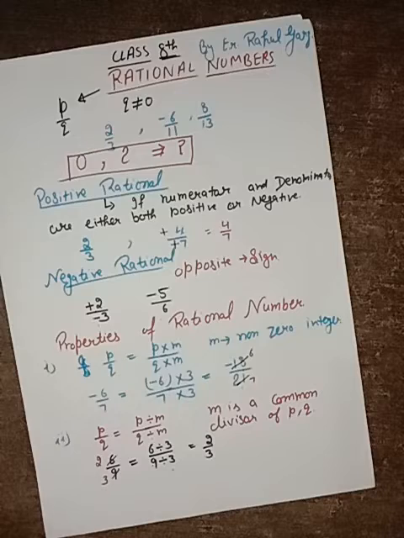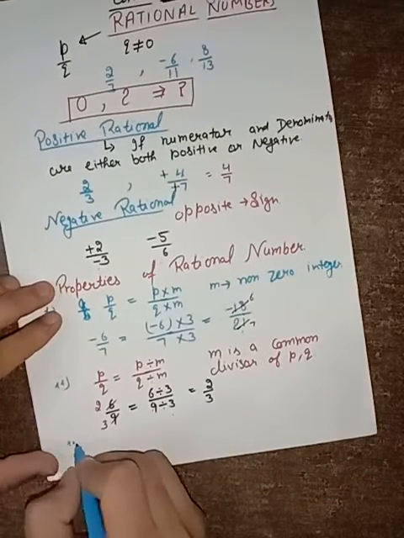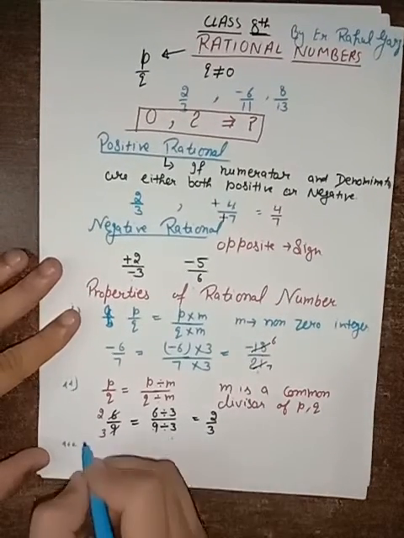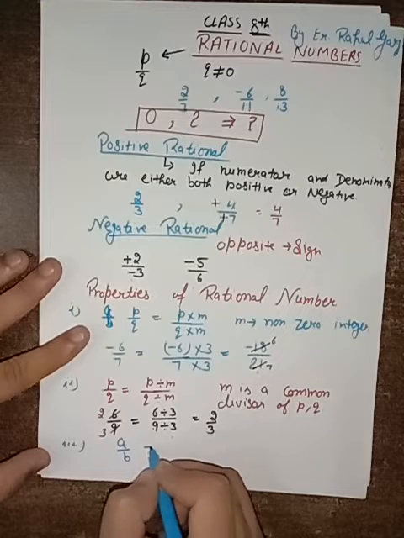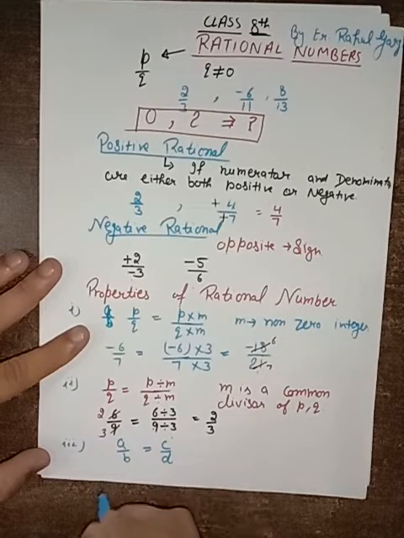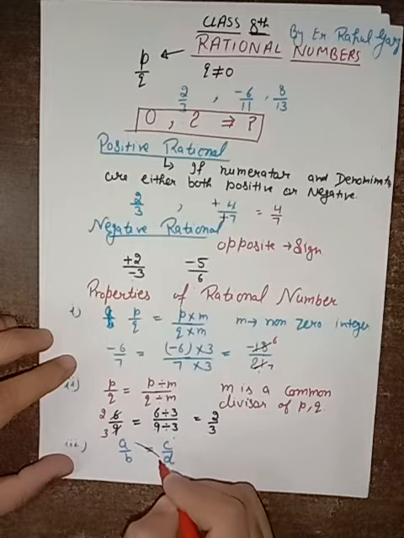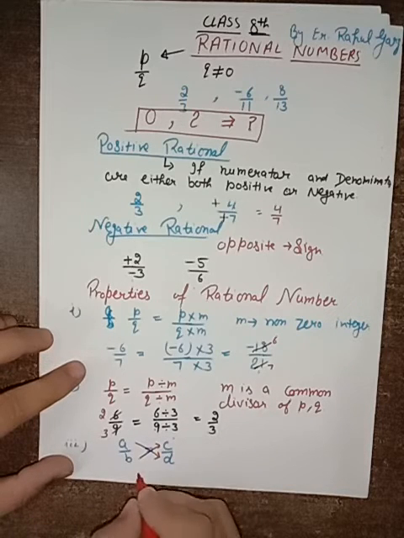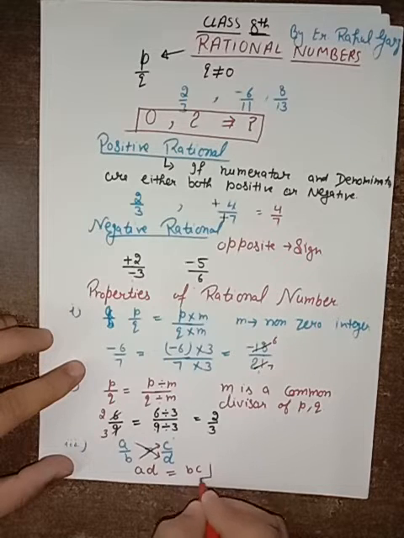Now, our last property is: a divided by b equals c divided by d. Now if we cross multiply both, it will become a into d equals b into c.